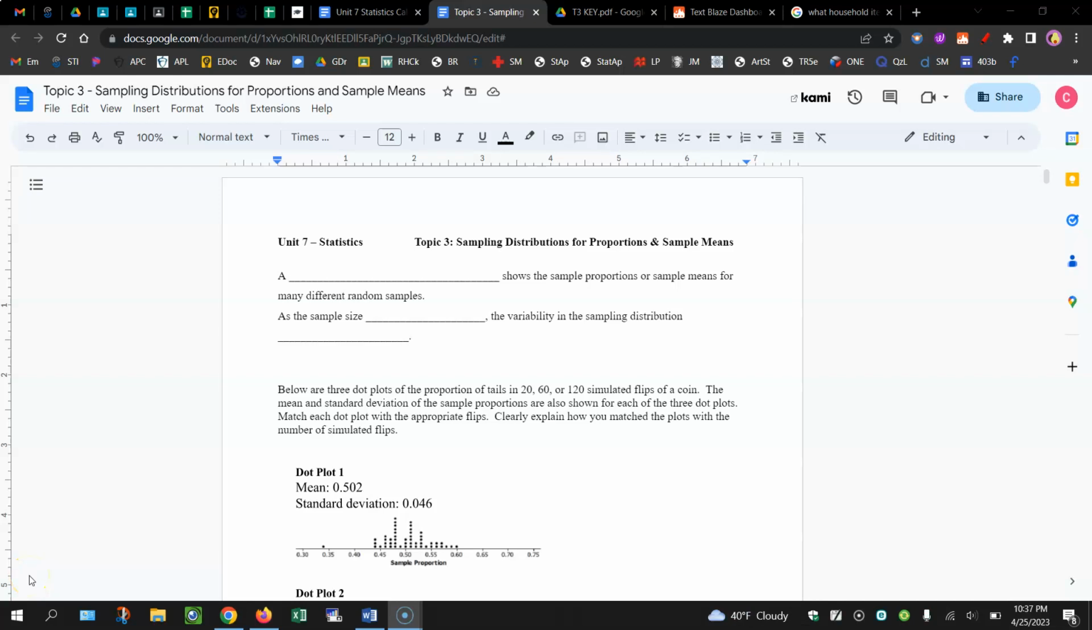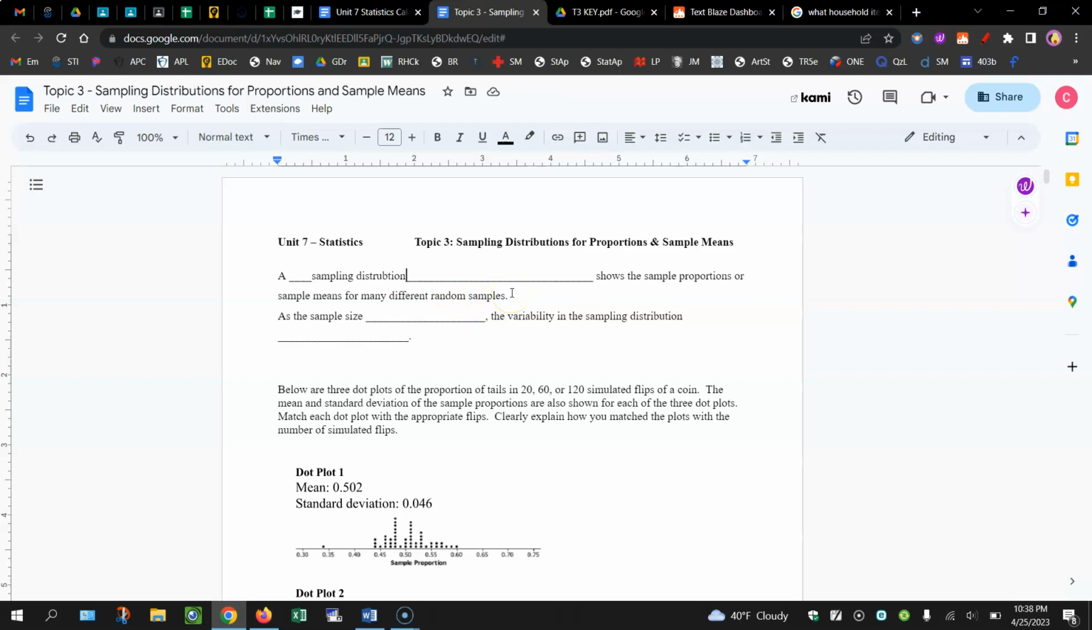Welcome to topic 3, sampling distributions for proportions and sample means. So, as we did in the Gettysburg Address activity, here, a sampling distribution shows the sample proportions or the sample means for many different random samples.